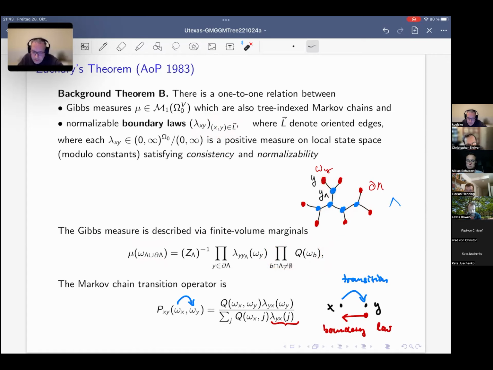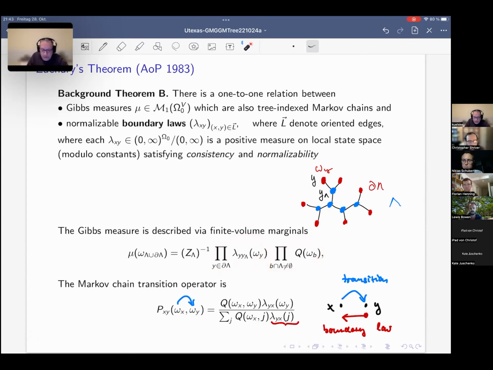Like this. And here the target point is the y lambda. So y is in the outer boundary, y lambda is the unique vertex in this oriented edge inside the volume. And then you put here the omega y inside this boundary law. So you can take a label, a spin value, and you take it inside. So this gives you a perturbation.